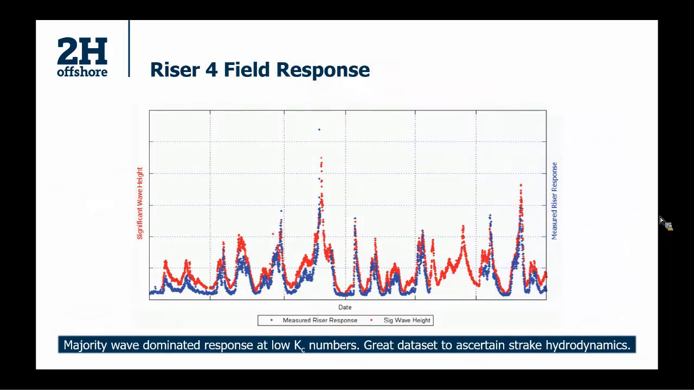Again, this is an acceleration timeline plot versus wave height, and it is a pretty good correlation. Considering the risers are hung off at a depth below the spar, it's the spar motions that are driving the riser response.